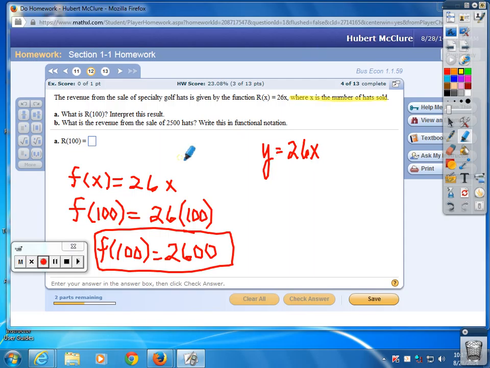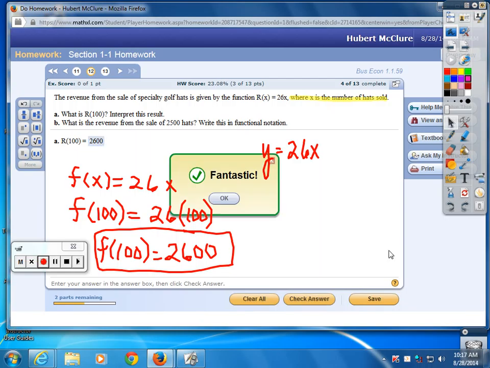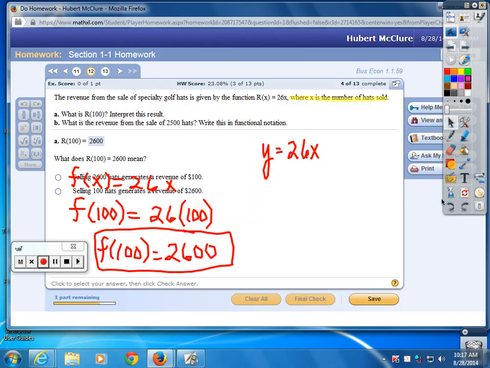All right. So let's put in 2,600. We got it right. Now, what is the revenue from the sale of 2,500 hats? All right, do that part. What is the revenue of selling 2,500 hats? I'm going to let y'all do it for a second, and then we'll do it on the board.